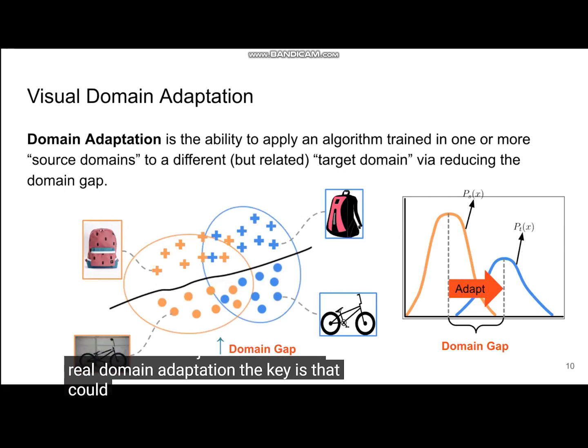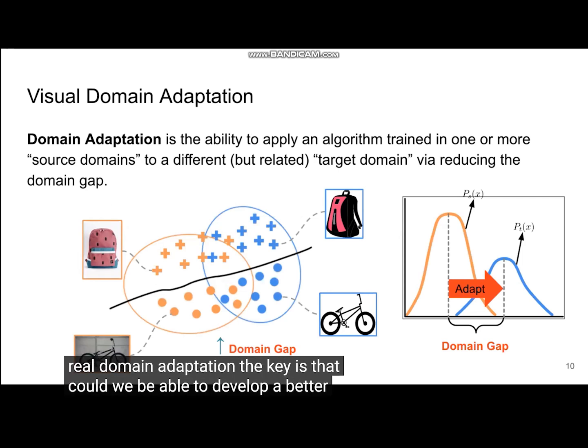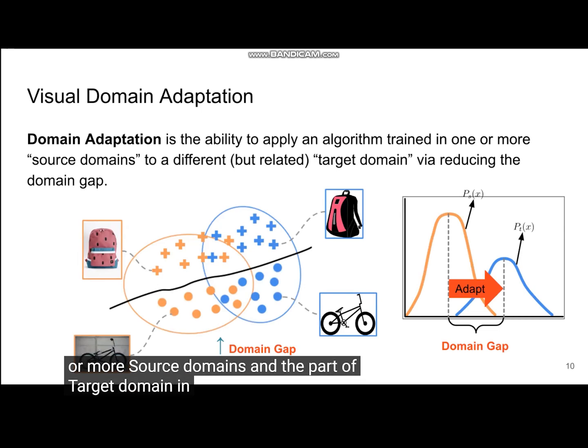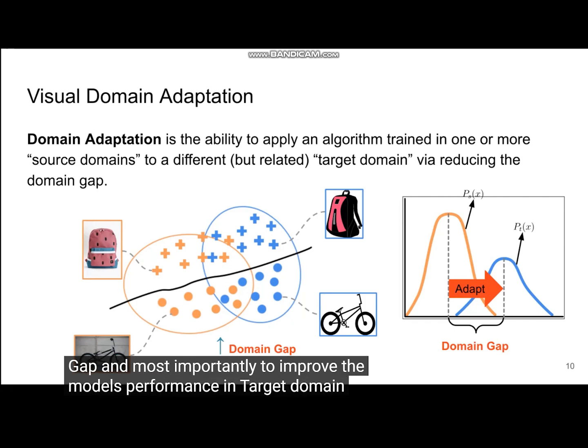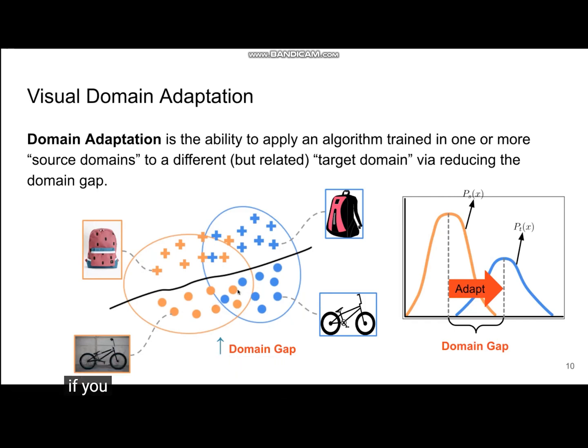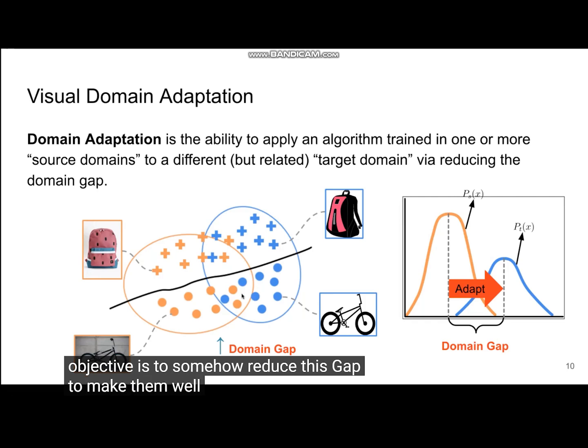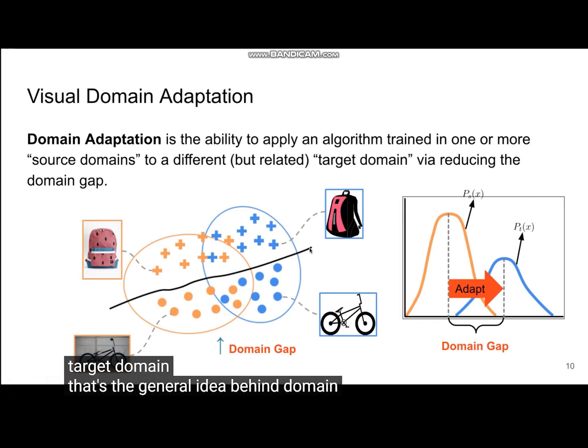The key is, could we develop a better algorithm by training the model in one or more source domains and part of the target domain, in order to reduce domain gap and, most importantly, to improve the model's performance in target domain? If you look at this figure again, our objective is to somehow reduce this gap to make them well aligned, and therefore the knowledge from the source domain, in other words, the classifier learned from source domain, can be well adapted to this target domain. That's the general idea behind domain adaptation.